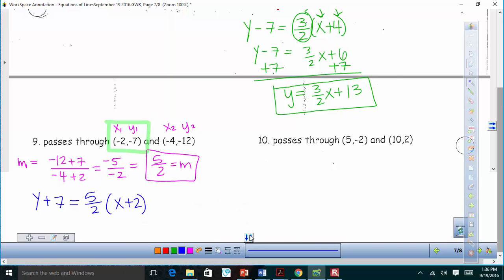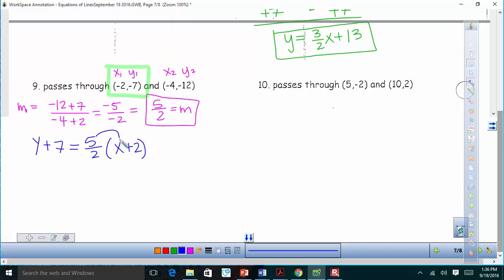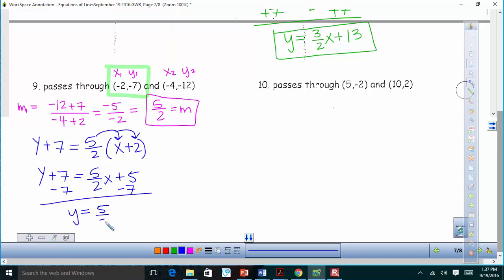From there, we distribute our 5 over 2 to both things. So I bring down y plus 7 equals 5 over 2 times x is 5 over 2x. And then 5 over 2 times 2 is 5. Okay, and then how do I get y by itself? Very good. We subtract 7 from both sides. So y equals 5 over 2x minus 2.